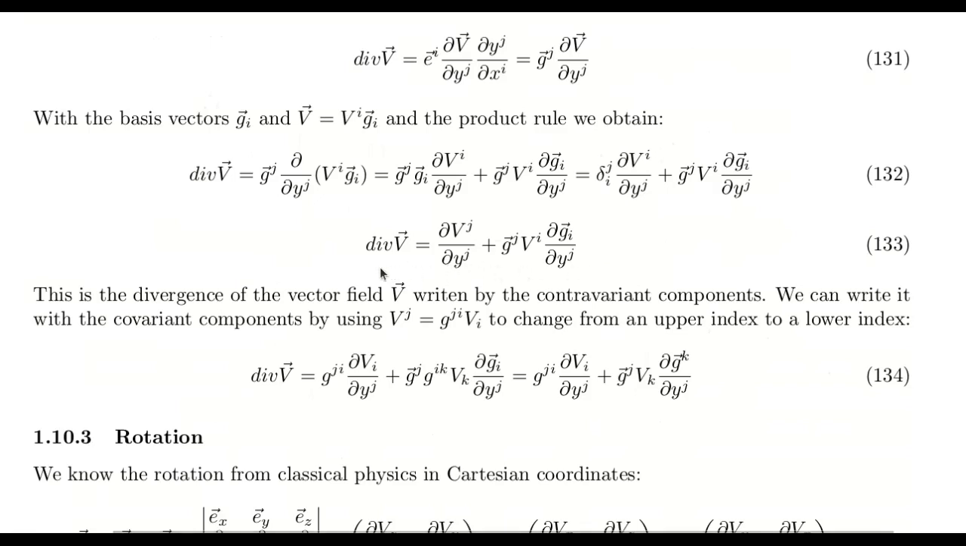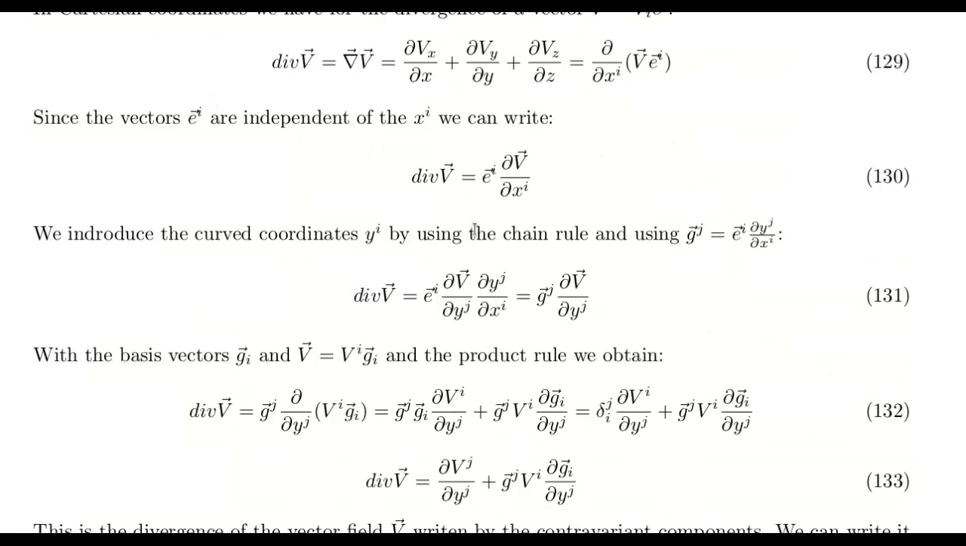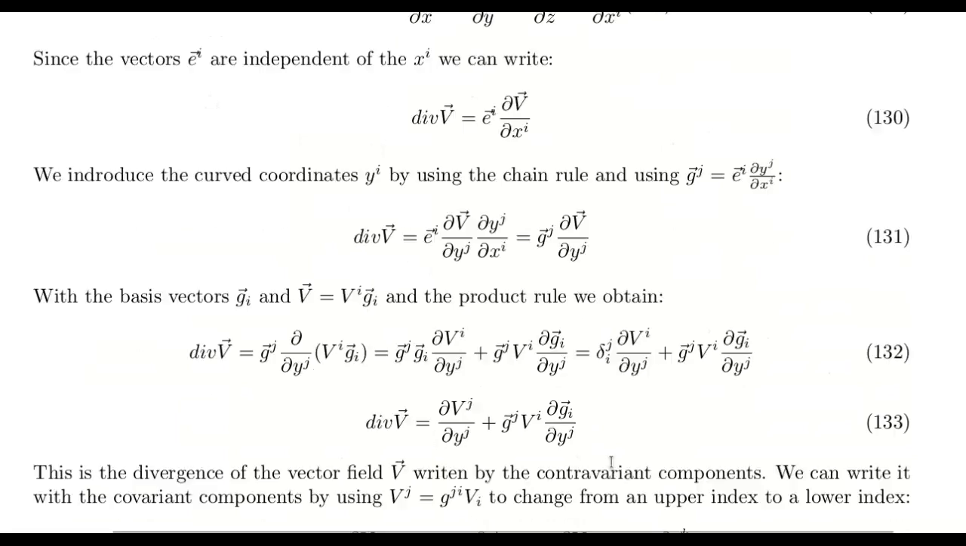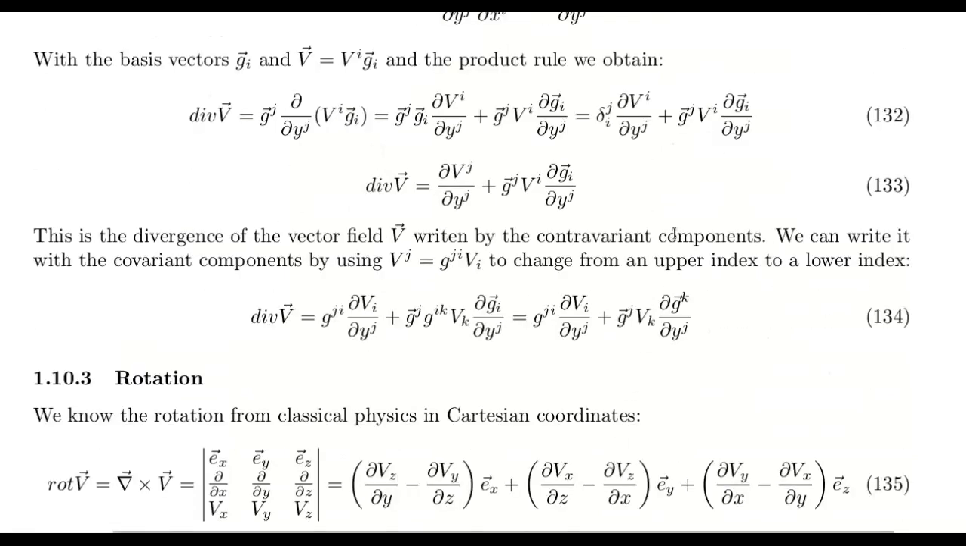We see the first part that is analogous to 129 here, to these differential quotients in the several coordinates. But here we have in a curved space an additional term. Okay. Here we have used the contravariant components of the vector field V to express the divergence.